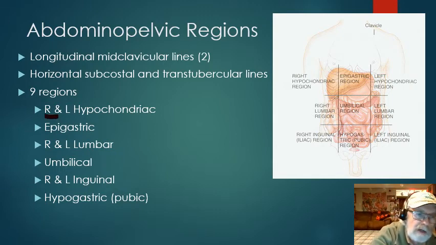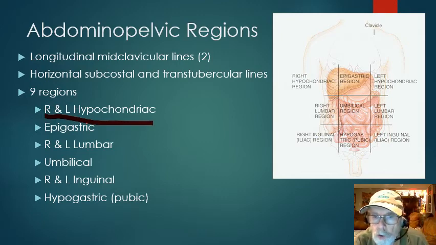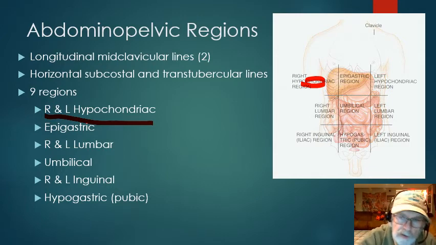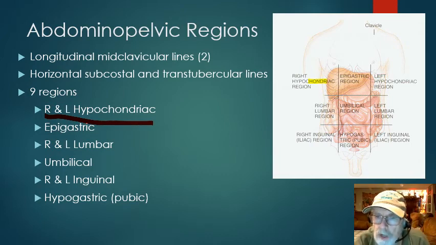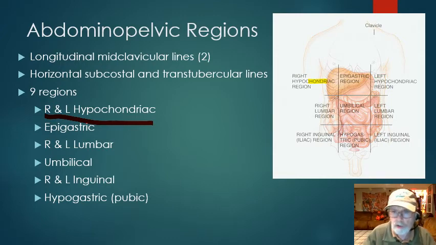First of all, we have the right and left hypochondriac. Hypo means below. Chondr means cartilage. And what happens is the ribs, and we're going to find this out later on when we talk about the chest and when we talk about breathing, where the ribs actually stop at a certain point and they become cartilage as they go towards the sternum or the breastbone. So the lower ribs actually attach to the rib above. They don't attach directly to the sternum, but they're attached to the ribs above by cartilage, so they're able to move a little bit.